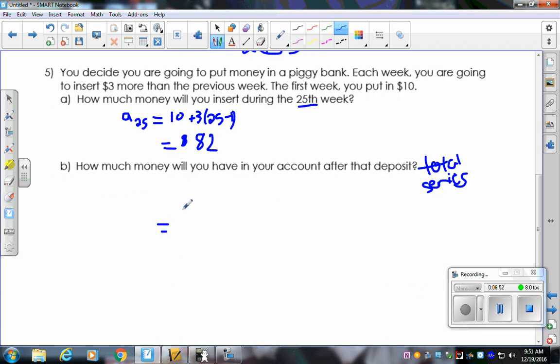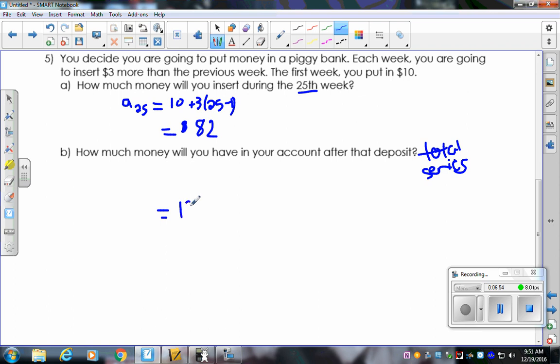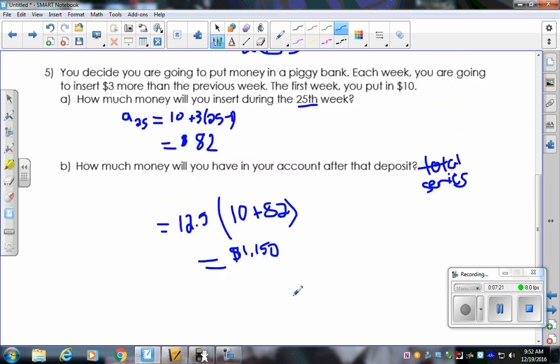Okay, so it's going to be n over 2, so 12.5. I got that by doing 25 divided by 2. Okay, 25 because that's how many weeks. First one is 10 plus 82 is the last week. So we're doing 12.5 times 92. And we get 1,150. Okay, so if you can keep this up, you're going to get a good chunk of change in there, as long as you don't spend it. Okay, so for arithmetic series, it does not matter which formula we use. Okay, let's take a look at geometric now.